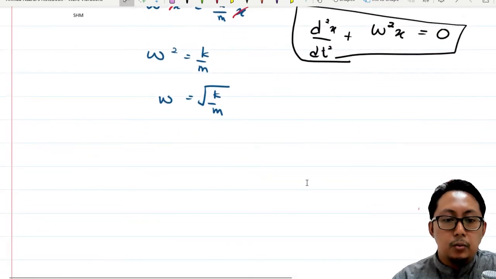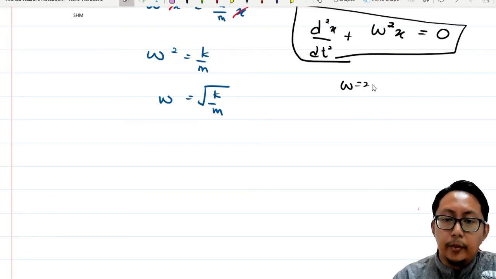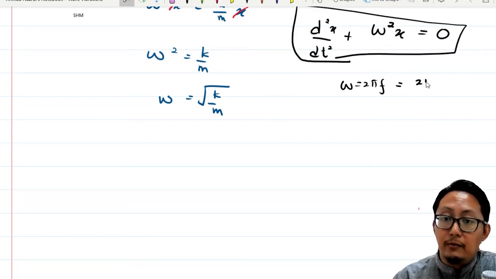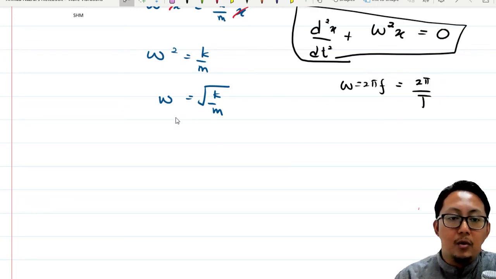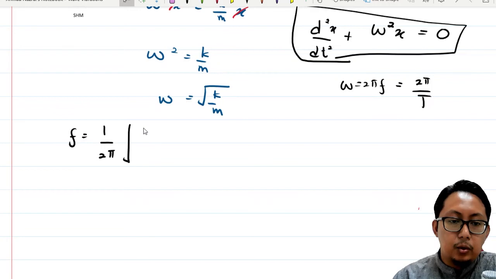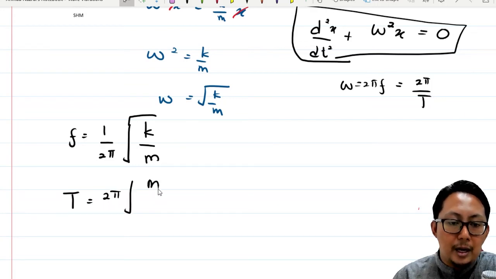Now we know that omega is equal to the square root of k over m, and we know that omega is equal to 2 pi f. And we know that frequency is equal to 1 over T, which is the period. So we have 2 pi over T. We can convert everything to something meaningful for us to calculate. For frequency, we have f equal to 1 over 2 pi times the square root of k over m. Since omega is equal to 2 pi f, the 2 pi comes here. And for the period, of course, the inverse of the frequency, we have T equal to 2 pi times the square root of m over k.